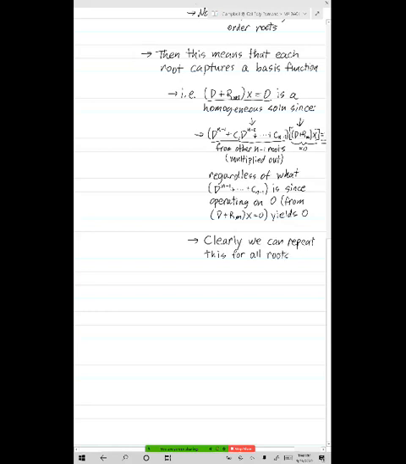So we repeat it for all roots to find all the basis functions. And then, of course, we can, as we have in the past, form that linear combination of those homogeneous basis functions, and then combine that with a particular solution, and we are set to go.